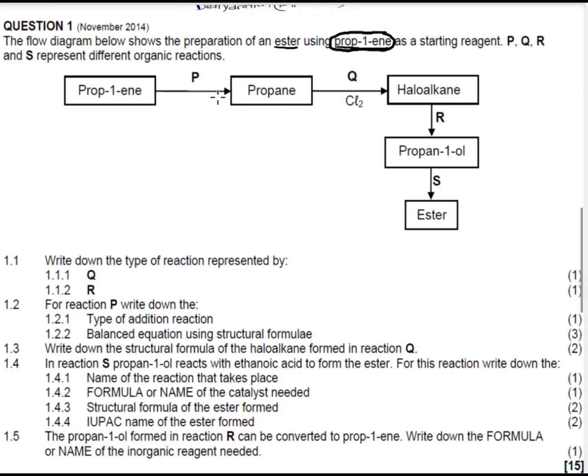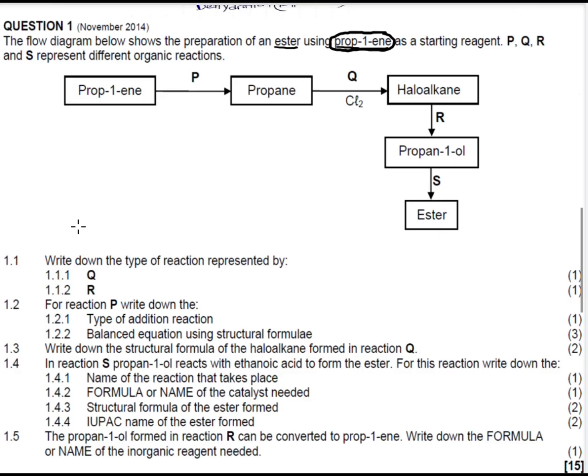Can you see here in the reaction? We're starting with propene. From propene, it undergoes reaction P to form propane. From propane, it undergoes reaction Q to form a haloalkane. Then from the haloalkane, it goes to alcohol, and later it will form an ester. So where are we beginning? We're beginning from prop-1-ene. That's where we're starting, guys.